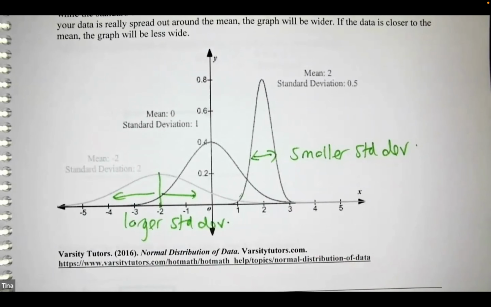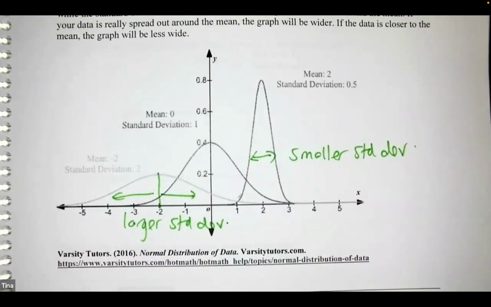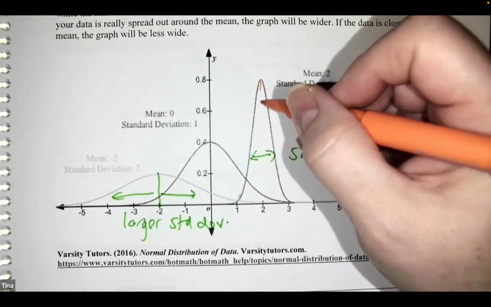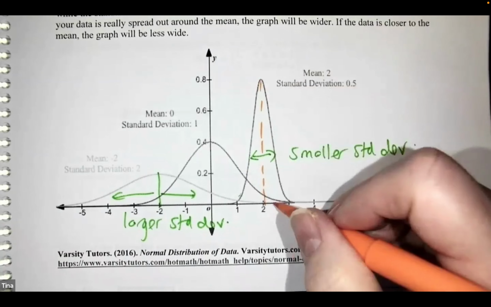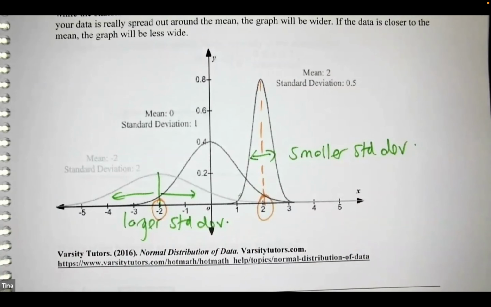So the larger standard deviation and variance is more spread out, and closer together is a smaller standard deviation and variance. The mean is just the middle where you've got a mirror image on each side. So this would have a mean of 2, this one would have a mean of negative 2, for example.